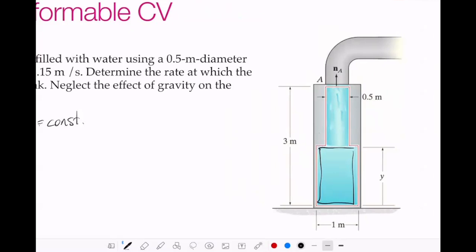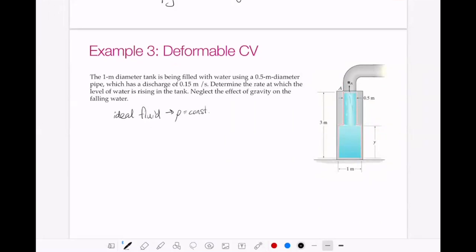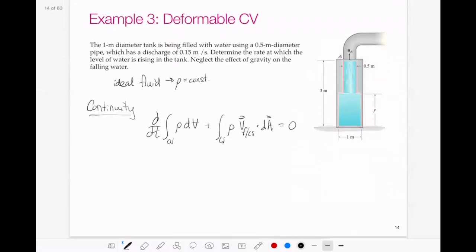So let's go through how we would do that. Let's apply our continuity equation: partial with respect to time of the integral over the control volume of density times dV, plus the integral over the control surface of density times the velocity of fluid with respect to the control surface, dot product with our area, is going to be equal to 0. So if the density is constant and the volume is only a function of time, then we can use the total derivative.